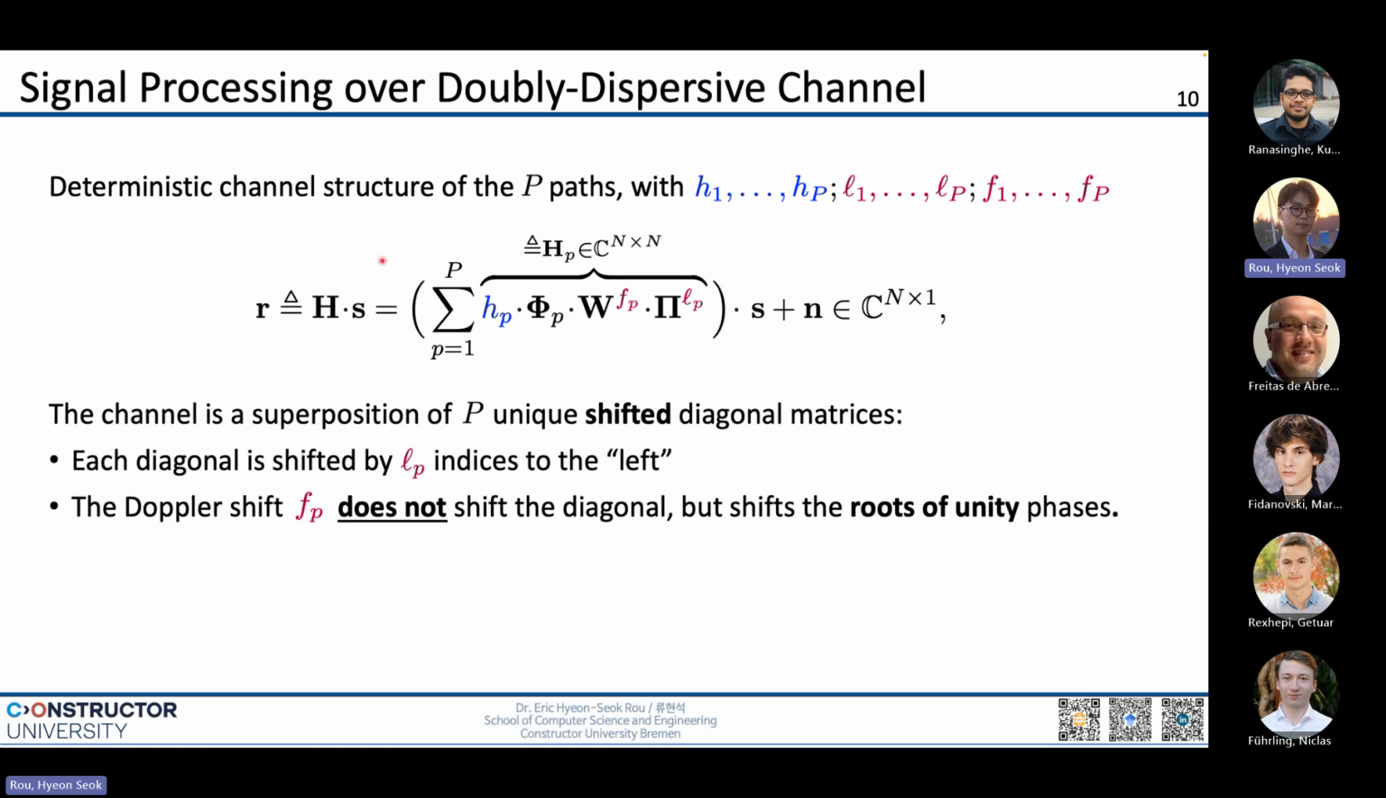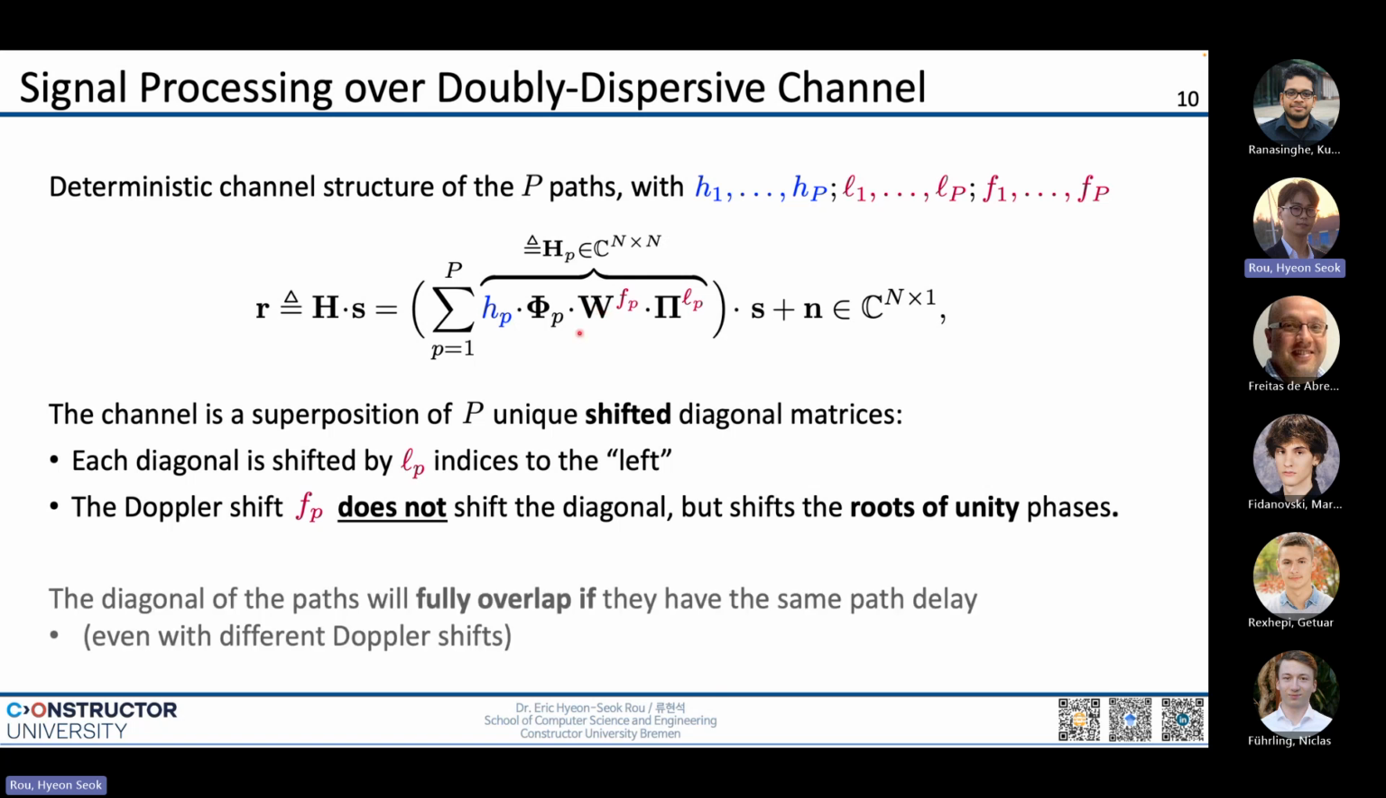So how we can perceive this is that each H of P is a superposition. So the total channel is a superposition of P diagonal matrices, which are shifted because this phi matrix, which was the prefix, and also the roots of unity matrix are both diagonals. And then we're shifting that diagonal by this given pi matrix, which is the diagonal shift matrix. So each diagonal is shifted by L of P indices to the left, as you can see here. And also the Doppler shift F of P does not change the position of the diagonal, but only shifts the phases of the roots of unity in the W.